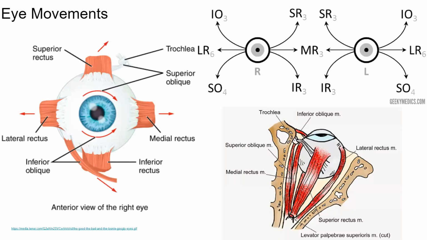So you have 6 extraocular muscles that move the eye. 4 of them are innervated by the oculomotor nerve. We have the inferior oblique, superior rectus, inferior rectus, and medial rectus, which are all oculomotor. I think I said superior oblique earlier; that was a mistake. The superior oblique is the trochlear nerve, or cranial nerve 4, and the lateral rectus is cranial nerve 6.